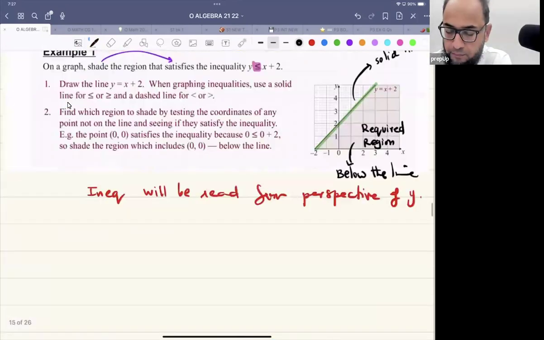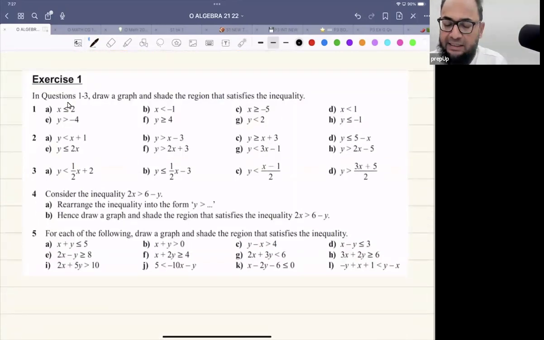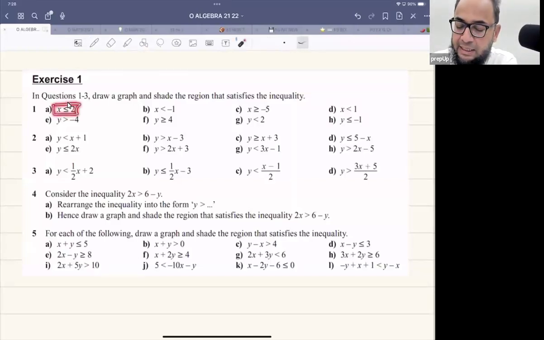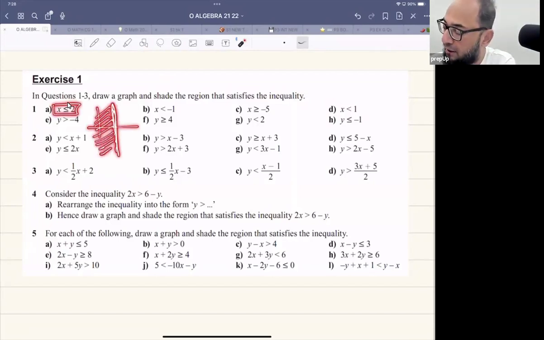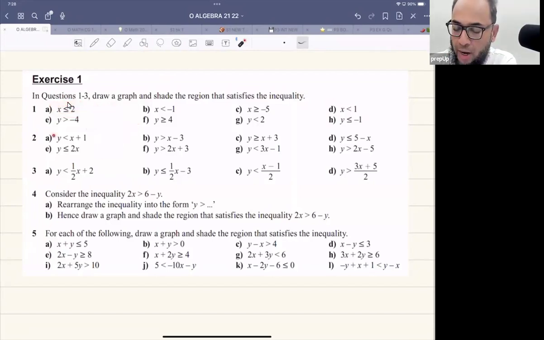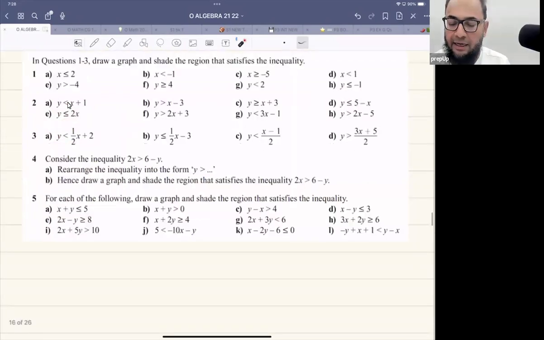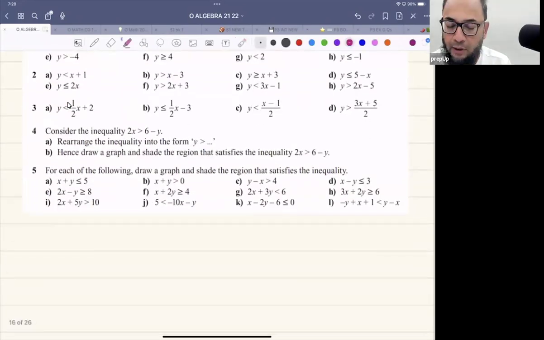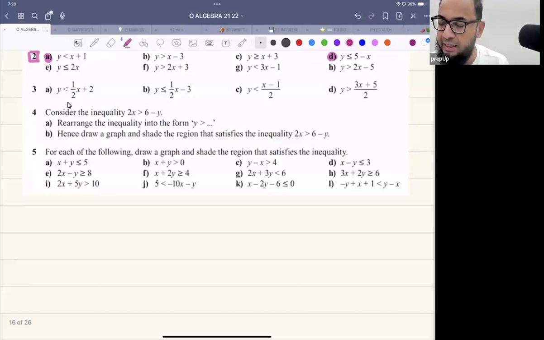Let's move on. Now in exercise 1, it says draw a graph and shade the region that satisfies the inequality. Now, for example, x is less than or equal to 2. So draw the line x is equals to 2, draw a solid line, and this required region is shaded. Y is less than x plus 1. Okay, let me just focus on this. Question number 2, part A, and question number 2, part D. So let me grab a grid.